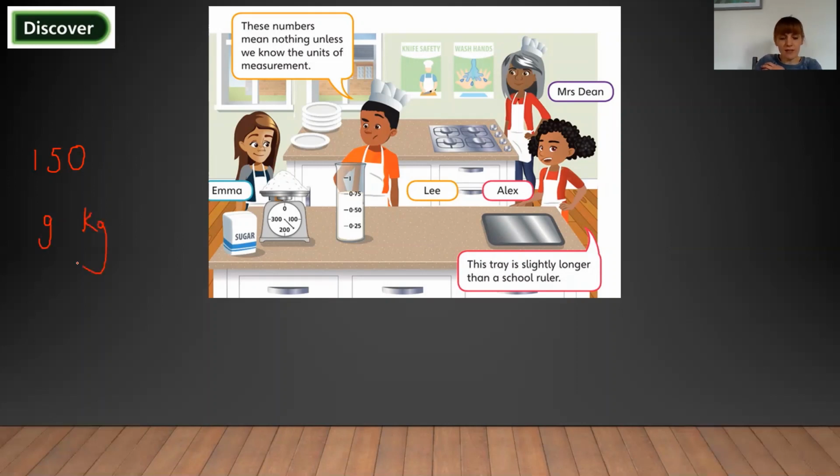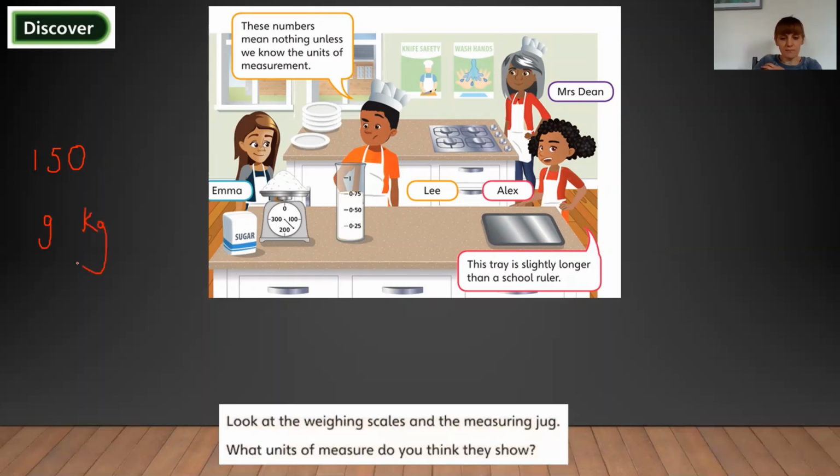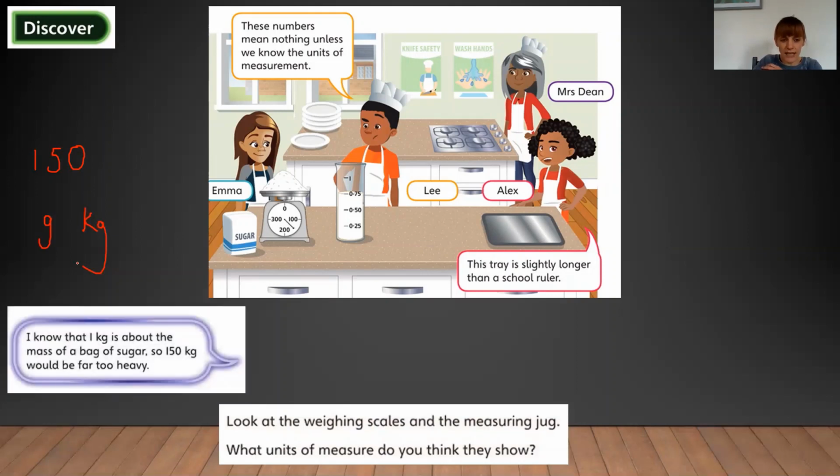Now, let's have a look at this bubble down here. It says, I know that 1 kilogram is about the mass of a bag of sugar. So 150 kilograms would be too heavy, which is right, isn't it? If you have a bag of sugar about this big, it weighs about 1 kilogram. So this couldn't be 150 kilograms because I think for starters, those scales would be squashed flat. So this must be measured, therefore, in grams. So this must be showing 150 grams.